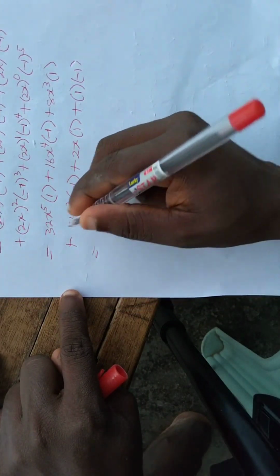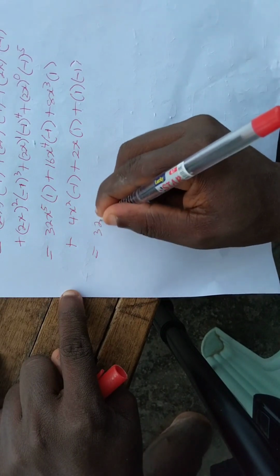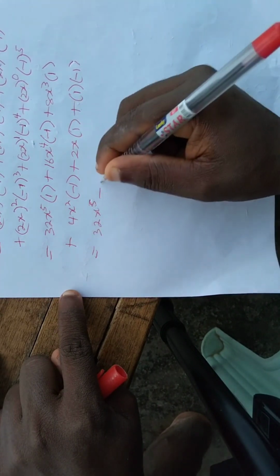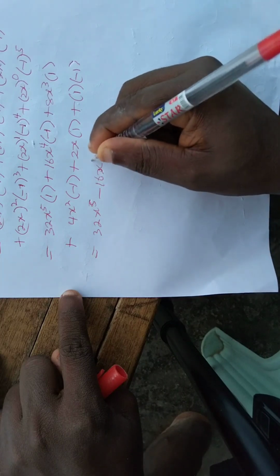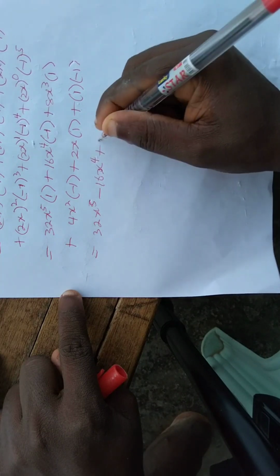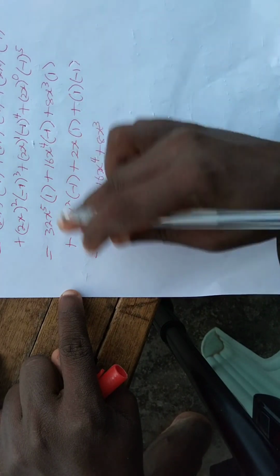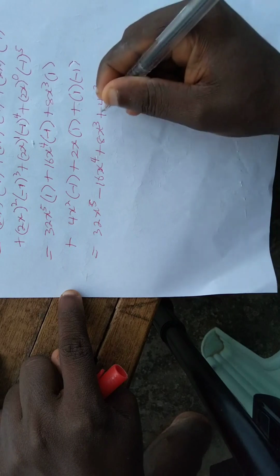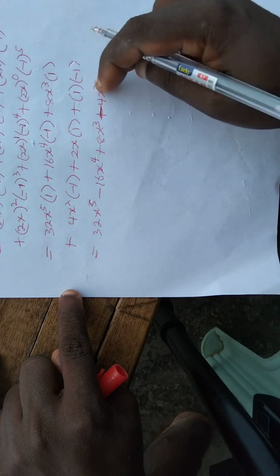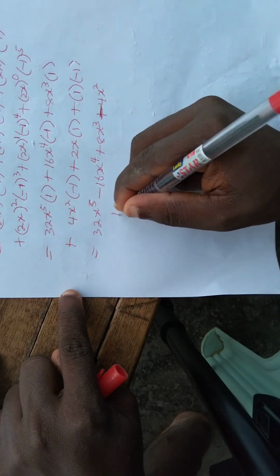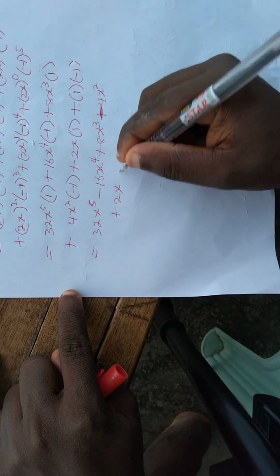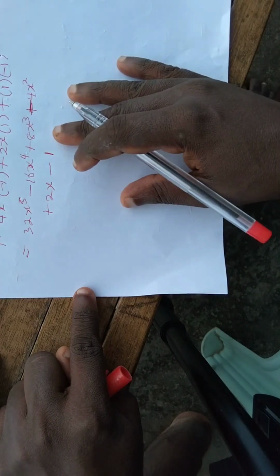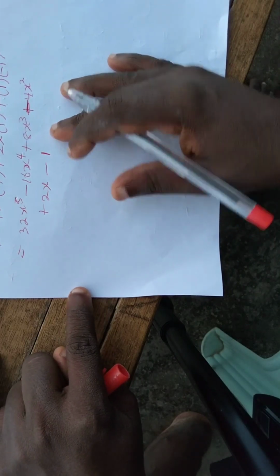So here will give us 32x raised to power 5 minus 16x raised to power 4 plus 8x raised to power 3 minus 4x raised to power 2 plus 2x minus 1. So we are going to multiply with the Pascal coefficients.